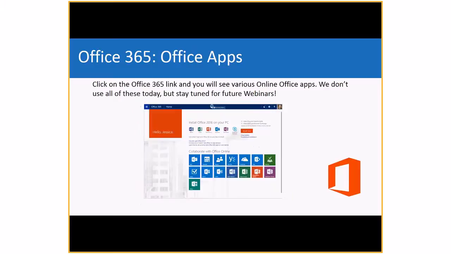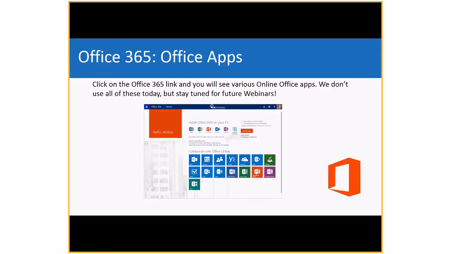Once you're in your portal, you can then access the various online Office apps. We don't use all of these today, but look for some future webinars. As we begin rolling out some of these apps, we will be sure to provide training on them, and also through our tip of the day. So you can see here, once you click on Office 365 up here on your portal, and then for instance to get to Word, you would just click the Word icon here, and you would be able to open up a Word document and work on it, and then save it as well.